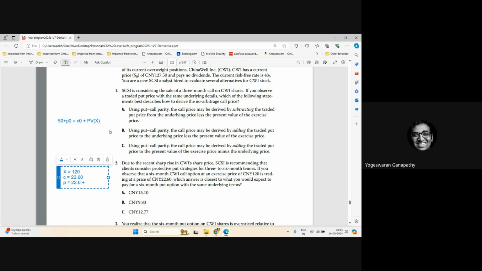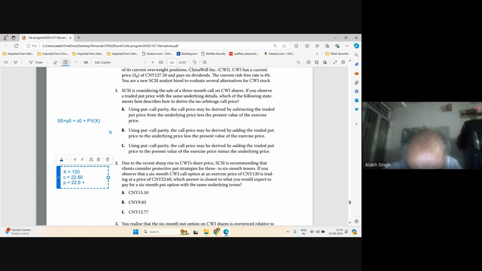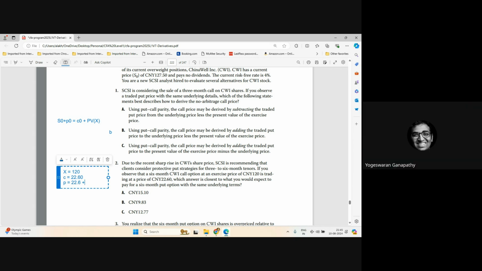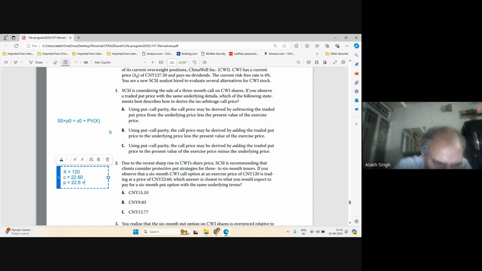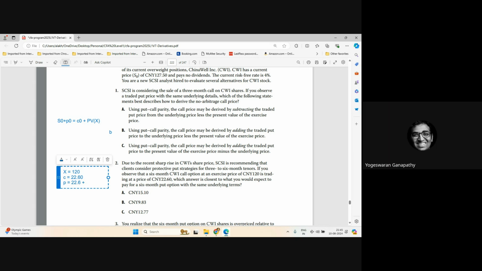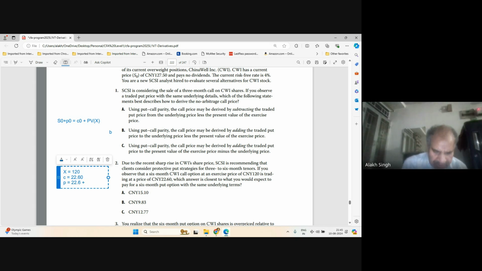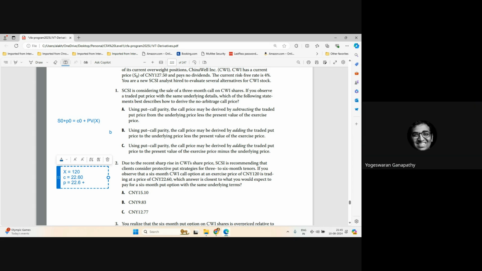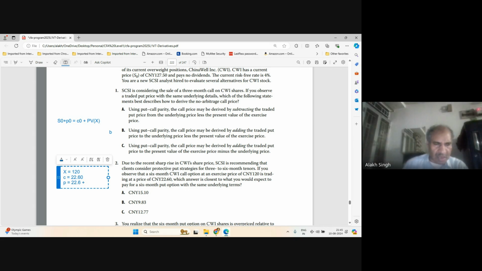For how many months? It is traded at 6 months. If you observe that 6-month call option, it is 6 months. So let's discount it at the risk-free rate. Discount the 120. So the risk-free rate is 4%. And let me see what S0 is.